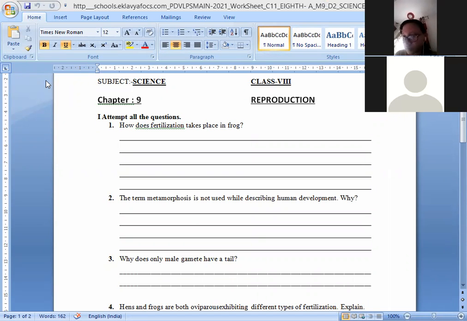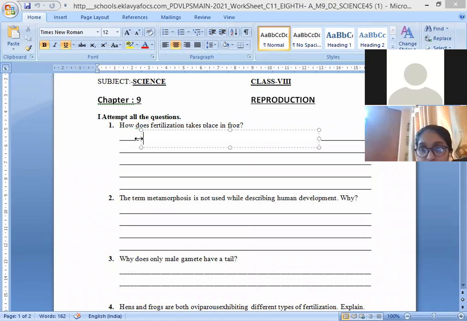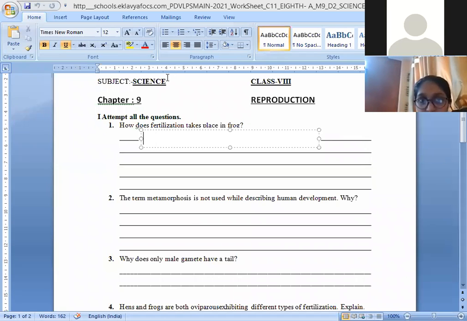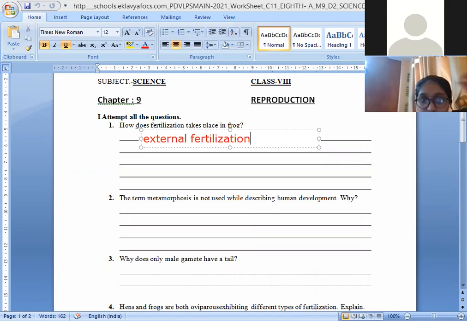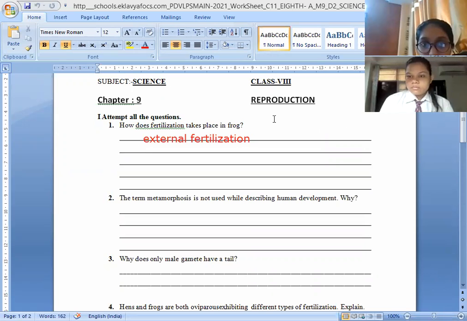Yes, Varuni. What type of fertilization takes place in frog? In frog, fertilization takes place outside the female body. That is known as external fertilization. And here it has been asked how it takes place. As the eggs are laid by the female, the male frog releases sperm close to them. The sperm swim in the water, reach the eggs and fertilize them. So this is the way fertilization takes place in a frog.